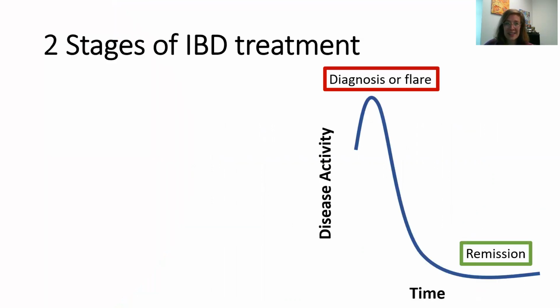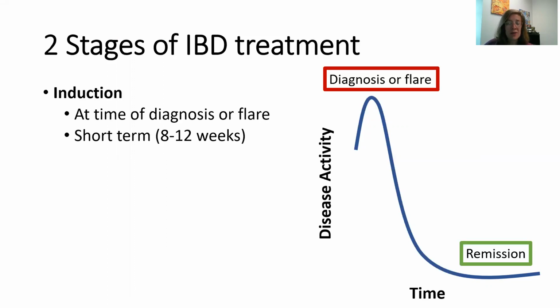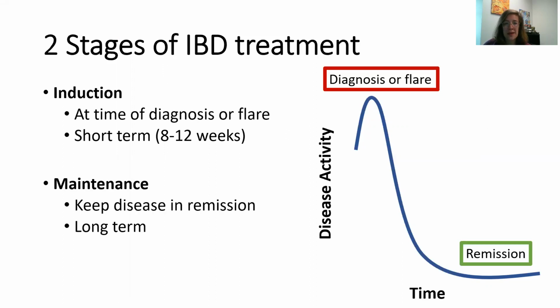So before we dig into the types of treatments, I want to hit on the two main stages of treatment in IBD. And in this graph on the right, you can see that time is on the x-axis and disease activity is on the y. And so there are two main stages that we treat IBD. One of them is induction. And this is when the disease activity is high, either at time of diagnosis or at time of disease flare. And induction therapy is typically short, 8 to 12 weeks in duration. Then there's maintenance therapy, and the goal of maintenance therapy is to keep the disease quiet, to keep it in remission over the long term.